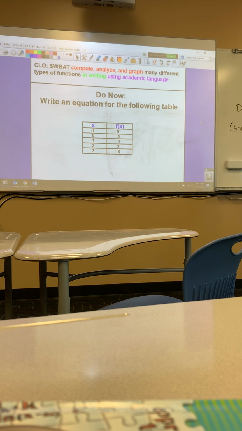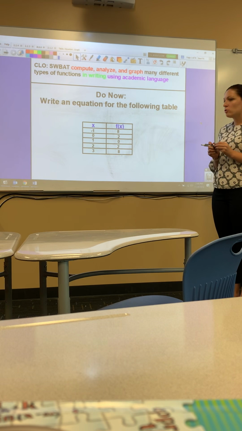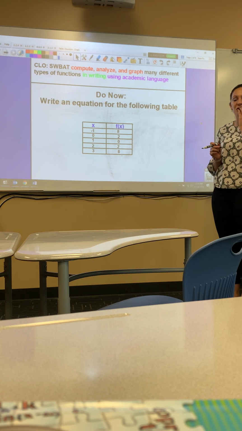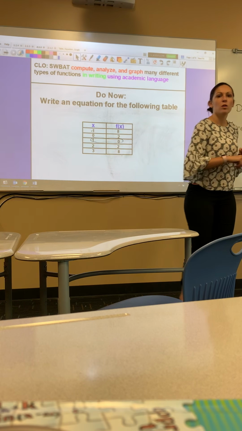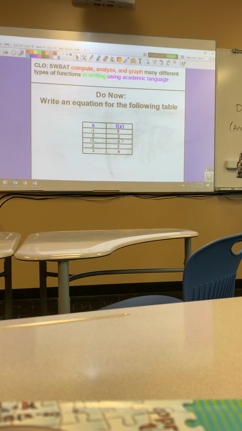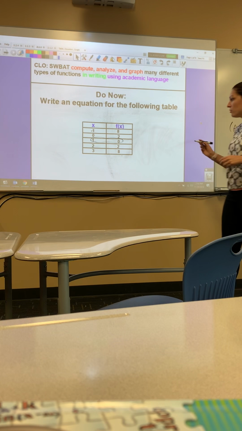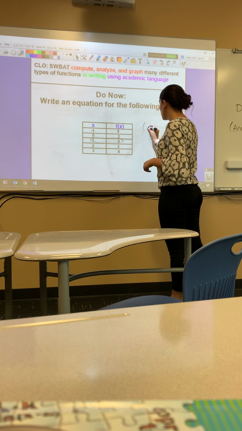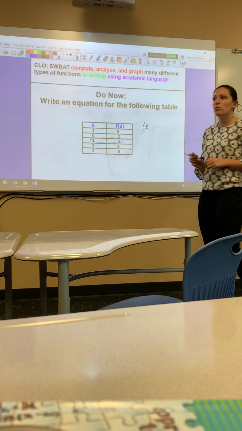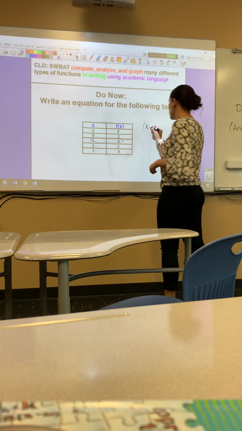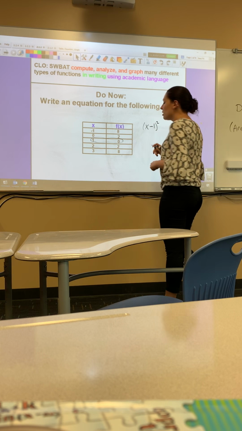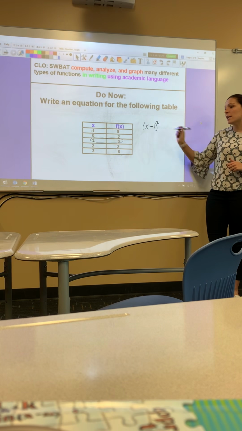Okay. All right, Jess, can you tell me how you started this? What key feature did you see in our graph? Absolutely. Our vertex here is at 1, 0. So what form did you choose to write this equation in? In vertex form? Okay. So we have x plus or minus. Which direction we're going? Yes, it's to the right, so -1 squared. The y-ordinate of my vertex is 0.